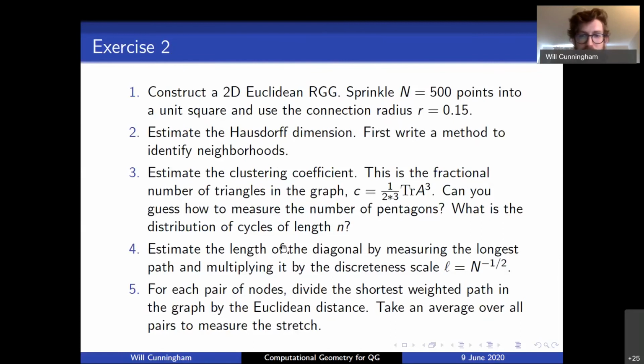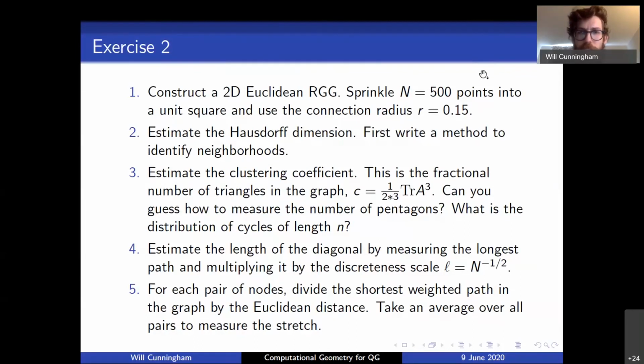Then estimate the length of the diagonal by measuring the longest path and multiplying it by the discreteness scale. And finally, for a pair of nodes, divide the shortest weighted path by the Euclidean distance in order to get an estimate for the stretch and see what sizes are necessary. So I'll give you a few minutes to look at that.